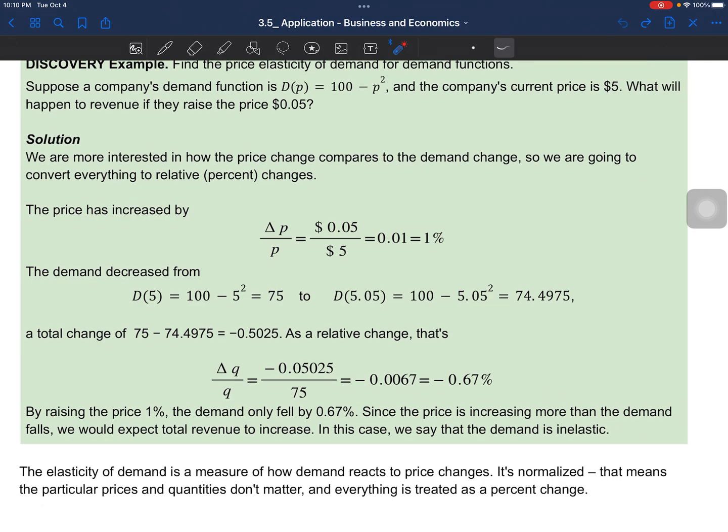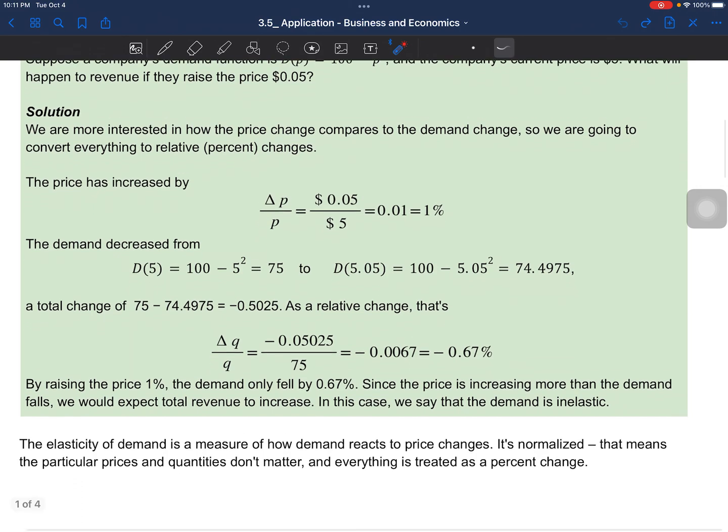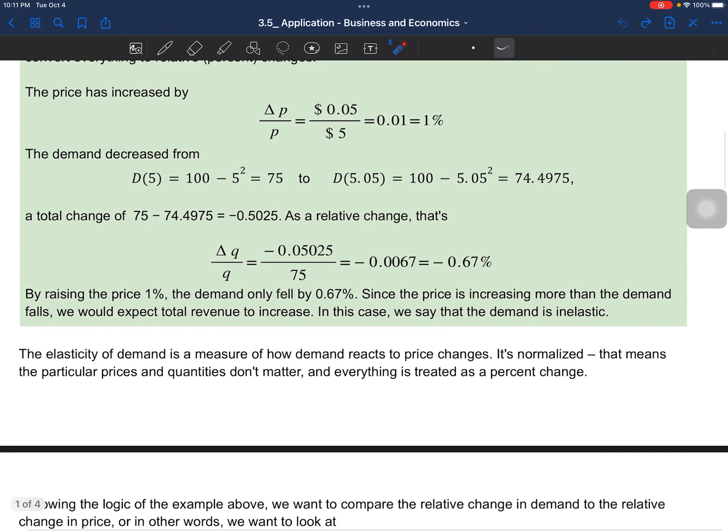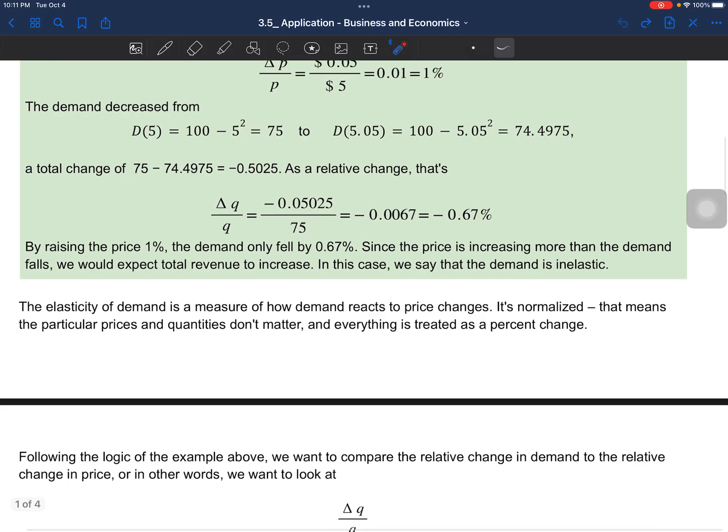It is inelastic because the change of the price does not affect the demand too much, right? It's going to affect it, of course, but not too much, meaning it's inelastic. They're not tied together too much. Their relationship is looser. Versus if it is elastic, meaning a small change in the price will be a big change in the demand.